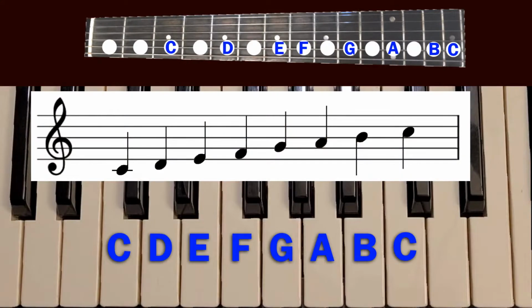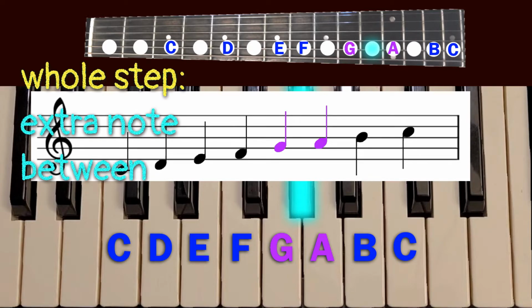This might be easier to understand by looking at a piano or guitar, or an instrument similar to either one of those, such as vibraphone or marimba, or mandolin or ukulele. If two notes are next to each other in the alphabet or on the musical staff, but there's an extra note between them, that's a whole step. This may be easier to remember if you imagine we step over a note to get to the next note, such as in this example between G and A.